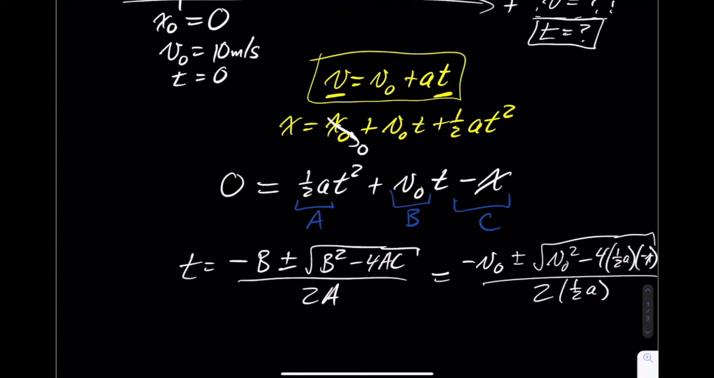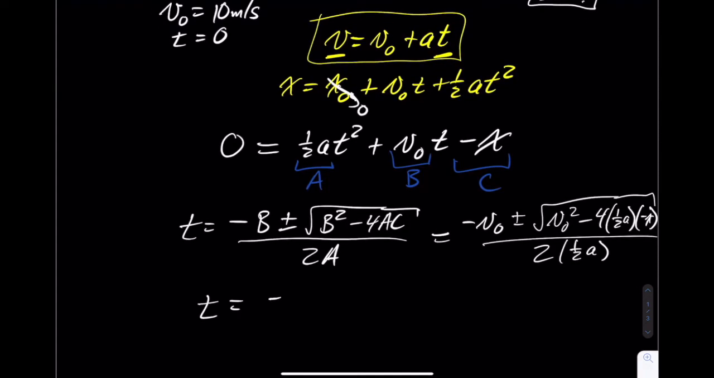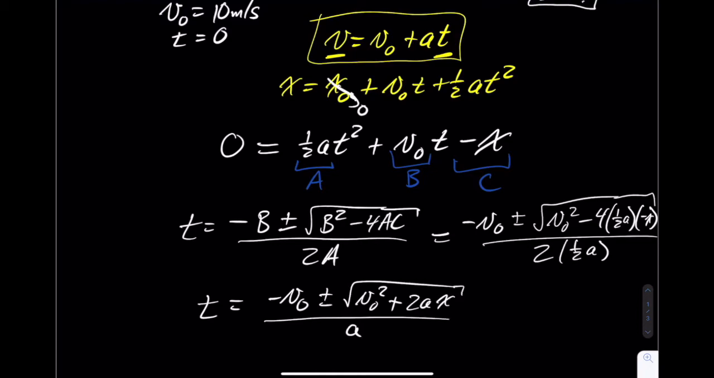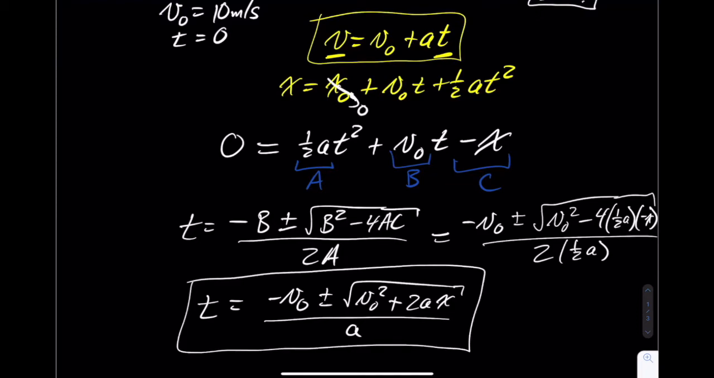Okay, so simplifying that slightly, we get negative v naught plus or minus the square root of v naught squared. There's a minus times a minus, so that becomes a plus. 4 times a half is 2, so I get 2ax, all divided by acceleration. Okay, so that's kind of tricky to follow through with all the variables. Sometimes it's easier to just use numbers at that point. But in this case, I know that I'm going to be doing this problem again, basically the same problem with a different acceleration, so I'll be able to use that same calculation again.